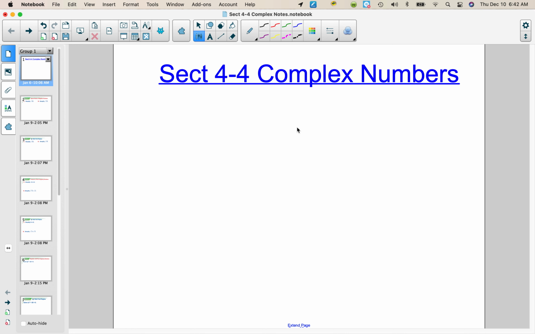Today we're going to talk about complex numbers. So we've talked about number types before, and remember that we have natural or counting numbers, we have whole numbers, we have integers, we have rational numbers, and all of those make up the real numbers.